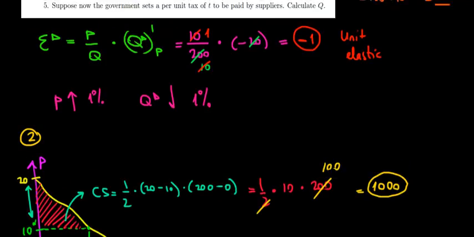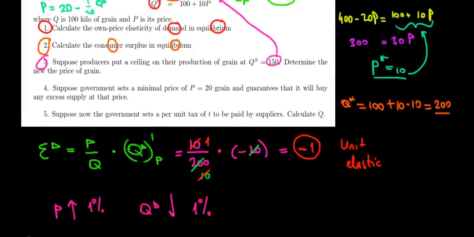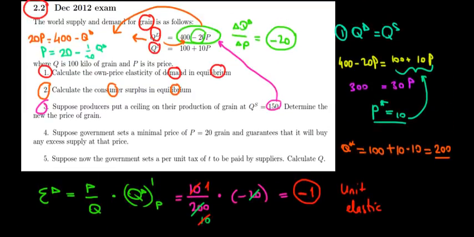Let's have a look at what's happening in question 4. Suppose that the government sets a minimal price at 20 and it guarantees that it will buy the excess supply. So let's have a look at what the equilibrium is going to be at that point, whether there's going to be excess supply or not. Now if the price is 20, that means that the consumers have to pay 20. So let's see how much the consumers are going to buy at that level.